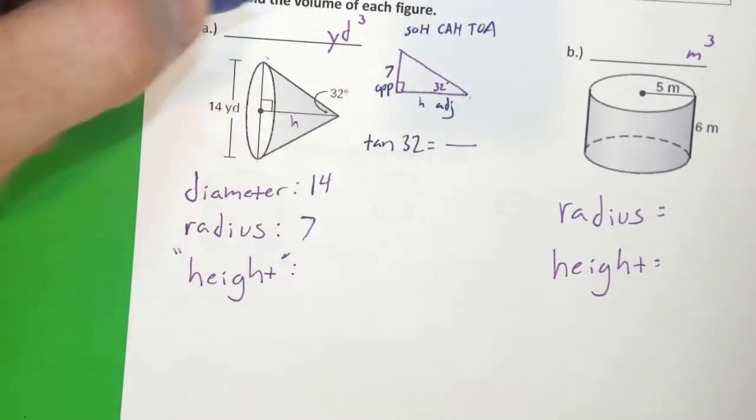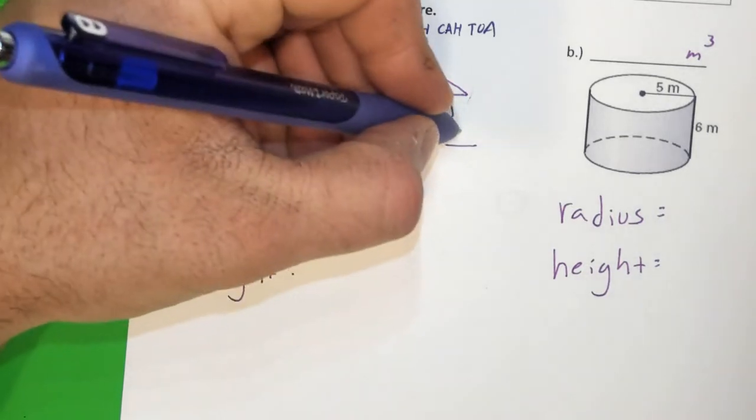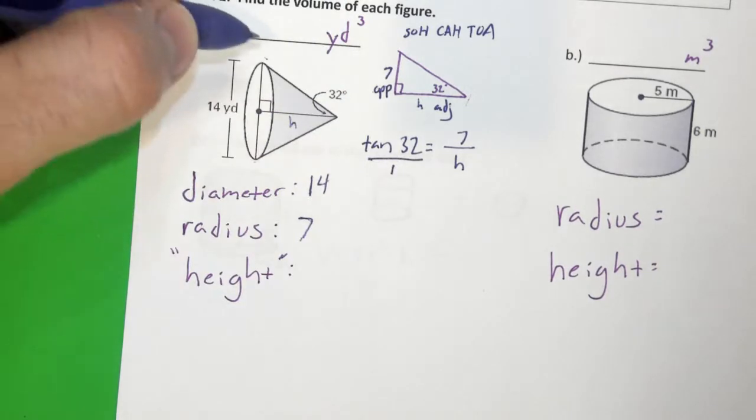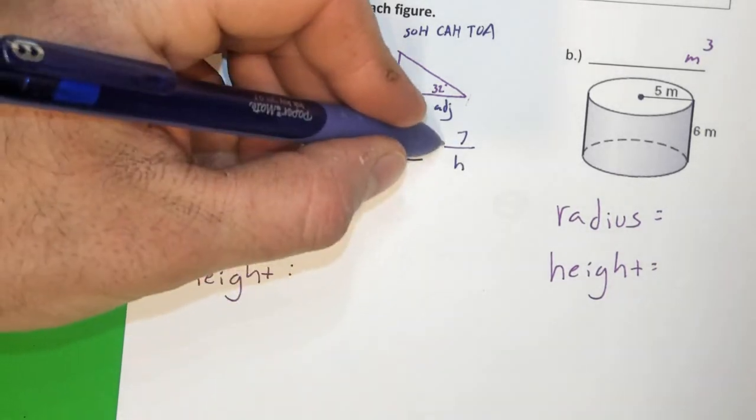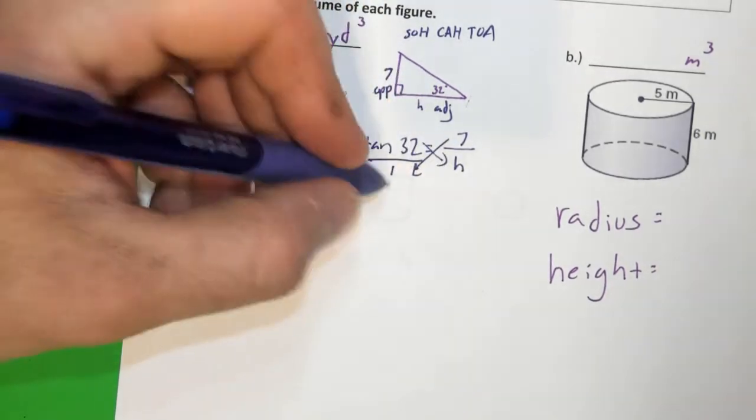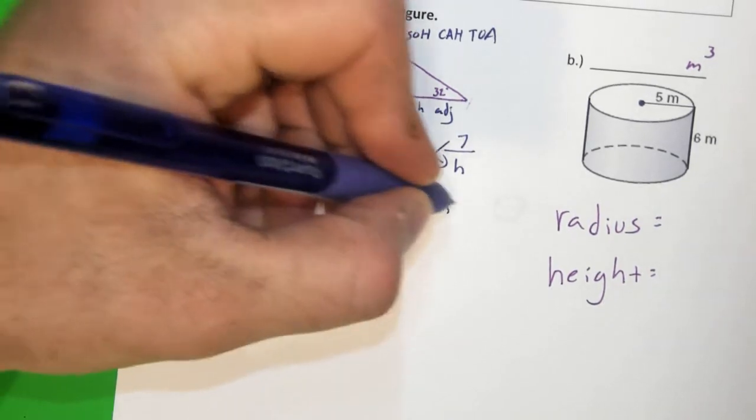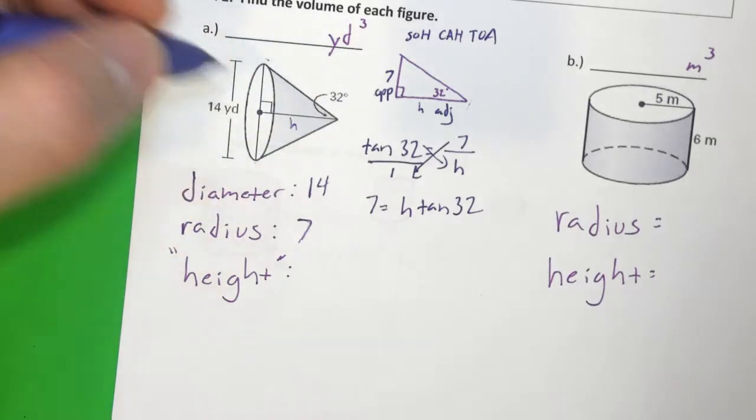We're going to set it up with our fraction, with our opposite first and our adjacent second. So it's going to be 7 over h. I'm going to choose to write my tangent over 1, and then I'm going to multiply on the diagonal. Now in this case, we're going to get a pretty nasty answer. It's not going to work out very nicely for us. And so we're going to have to do some decimal rounding, and that's okay.